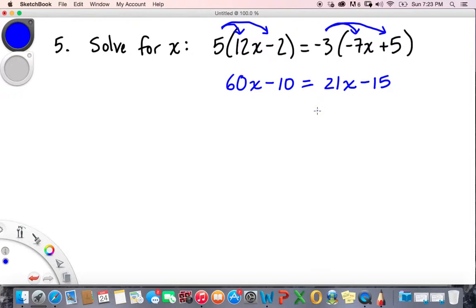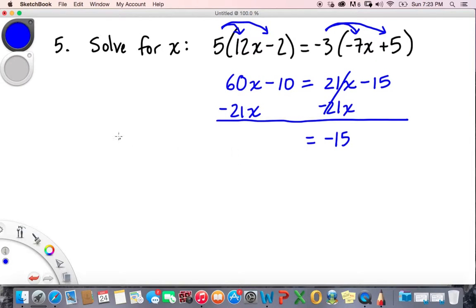So I personally like to get rid of the smaller value if I can. Well, first off, if there are any negatives, I like to cancel those out first. But if there aren't negatives, then I like to cancel out the smaller ones. If you subtract the smaller number of x's, you're going to end up with a positive number of x's on the opposite side. Okay, so I'll show you this right here. Since 21 is smaller than 60, if I take away 21x, those cancel. I'm left with negative 15 equals 60 minus 21.